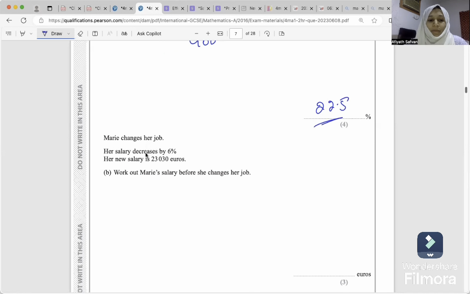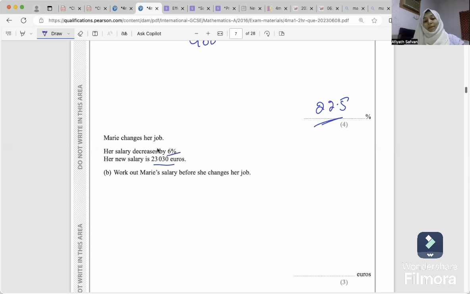Mary changes her job. Her salary decreased by 6%. Her new salary is 23,030 euros. Work out Mary's salary before she changed her job. Okay, so here Mary changes her job and her salary decreases by 6%.